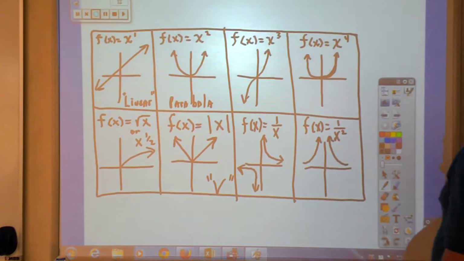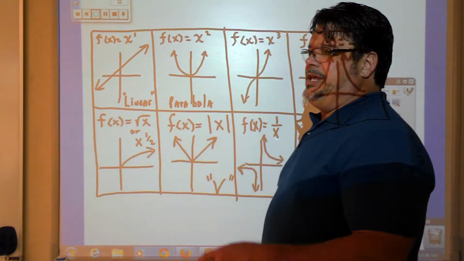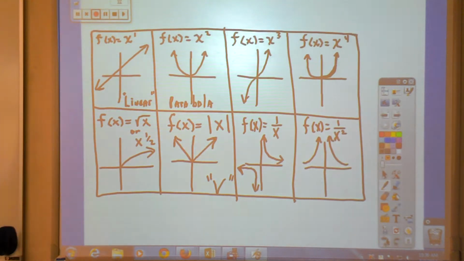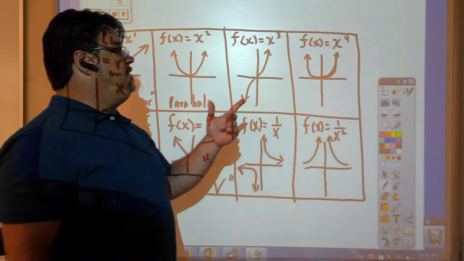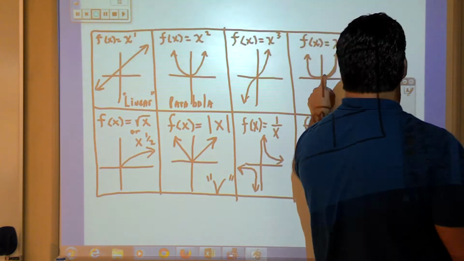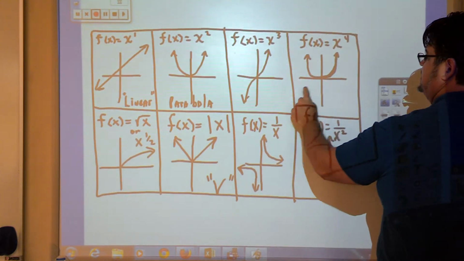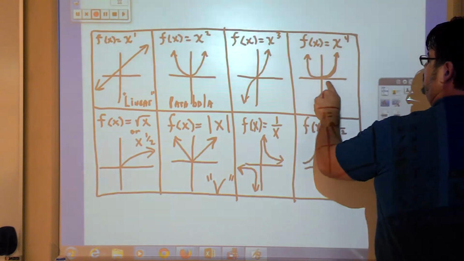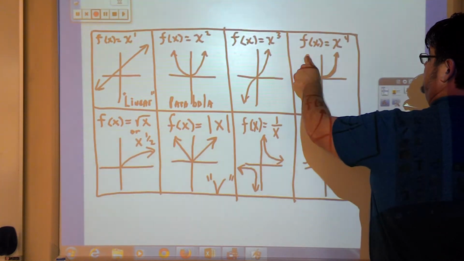From now on, when you see a function and you look at the x, look and see what it's raised to. If it's raised to the first power, it's linear. If it's raised to the second power, it's a parabola. If it's raised to the third power, it's half of a parabola, the other half going the opposite direction. If it's a quartic function, meaning an even power, it's going to start squaring off on the bottom. X to the sixth function will be even more squared.